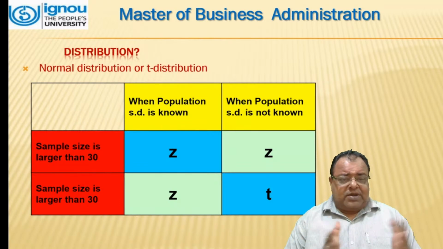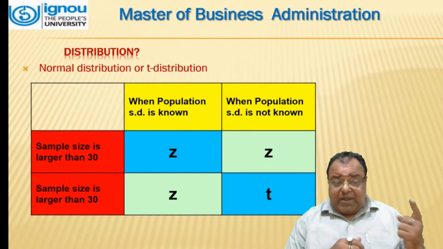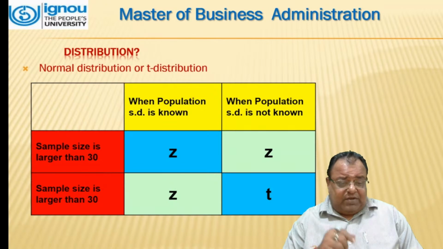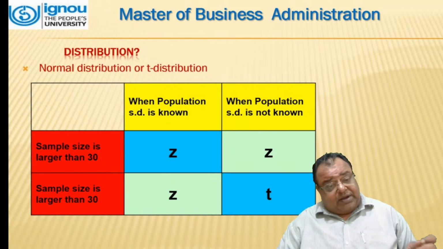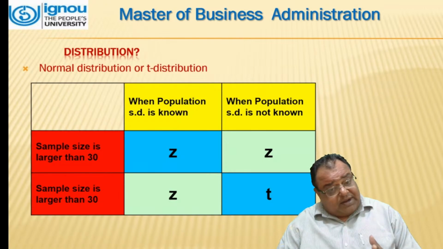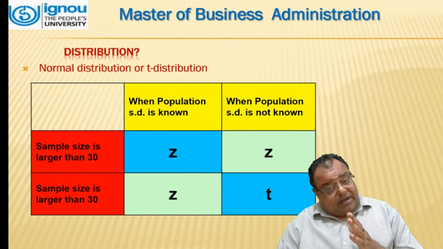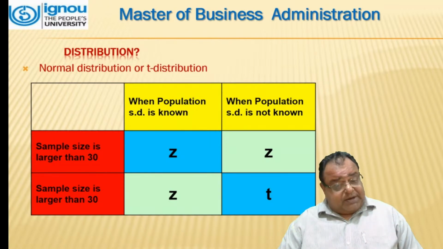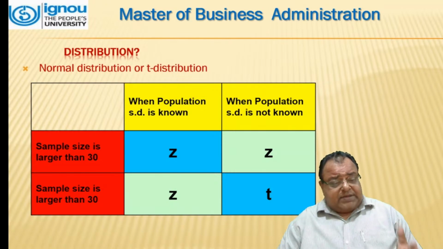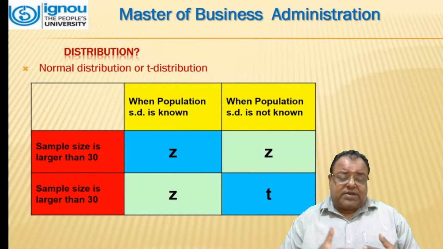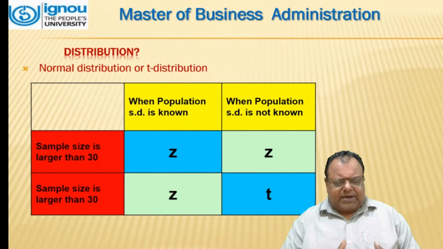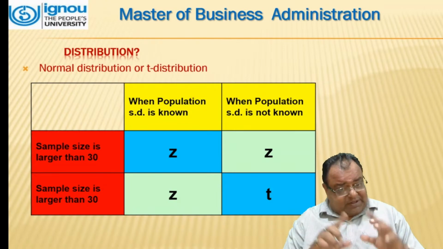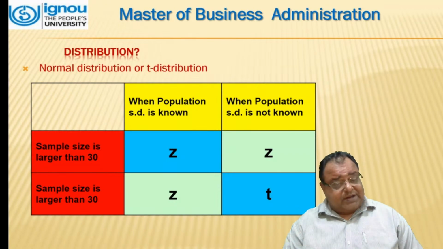If we talk in terms of the normal distribution or t-distribution, these are the two conditions. When the sample size is larger than 30 and the population standard deviation is known, we use the Z test. But if the sample size is larger than 30 and you are not aware of the standard deviation of the population, then we use the t-test. But when the standard deviation is not known, we apply the t-test. So this is how the inferences are drawn initially.